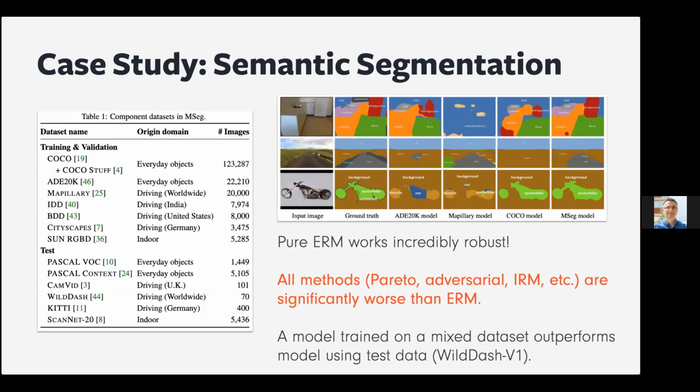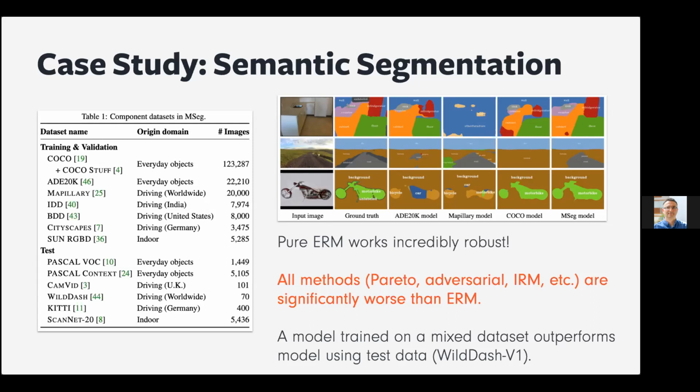So we collected these 7 large-scale data sets. They include everyday objects, driving data sets from different parts of the world, and indoor objects. Then we applied this simple weighted minimization, pure ERM, with equal weights. And it works incredibly well, surprisingly well, all over. We evaluated entirely in zero-shot, in a way that these models are evaluated on a data set they have never seen in training. And it performed well, almost at the level that supervised models on this data set actually perform.